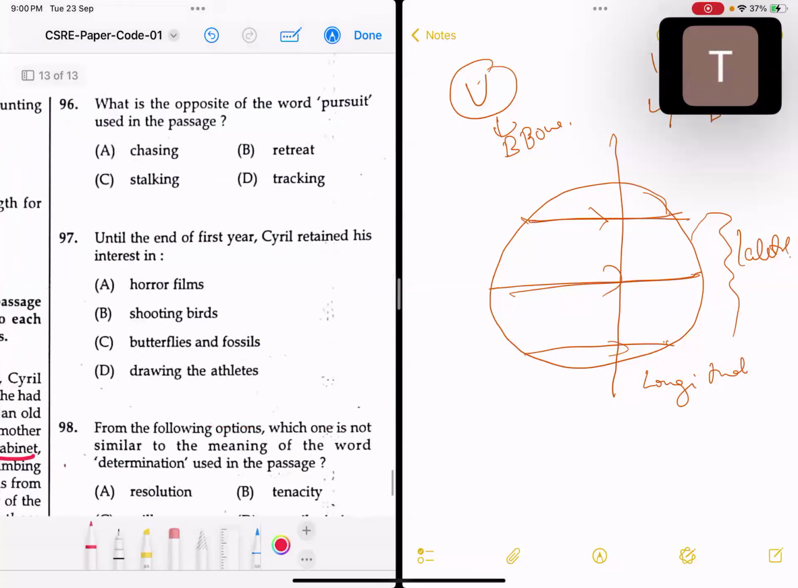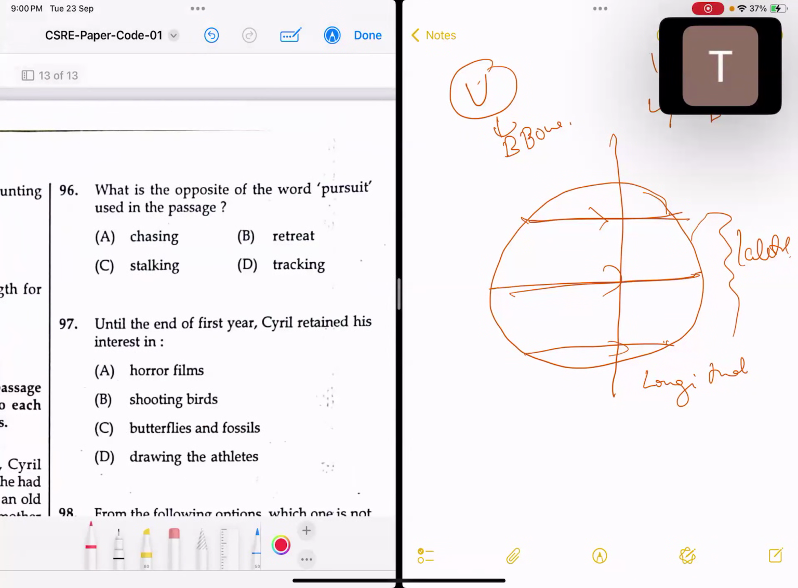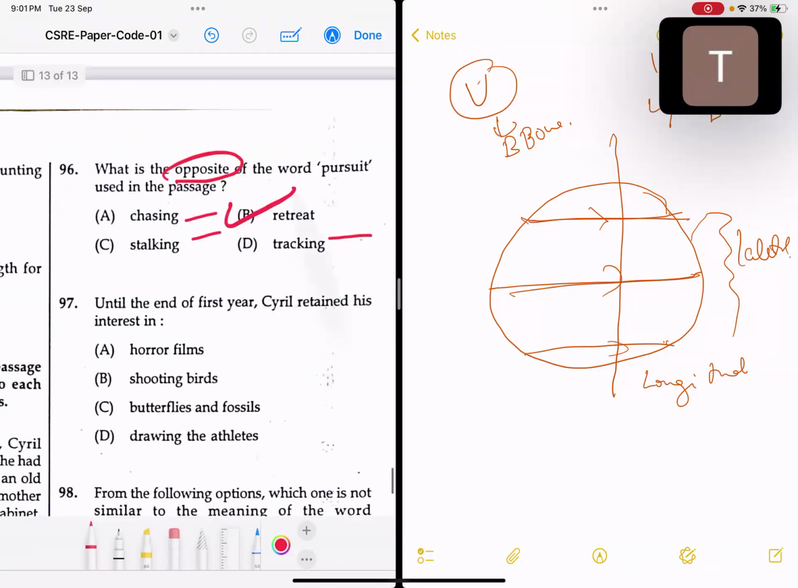Question 96. What is the opposite of the word pursue? When we pursue, we are following something. When we say pursuing our dreams, it means we are following our dreams, going after them. We are chasing it, tracking those things, stalking. But the word we need is the opposite, so it is retreat, which means to go back.